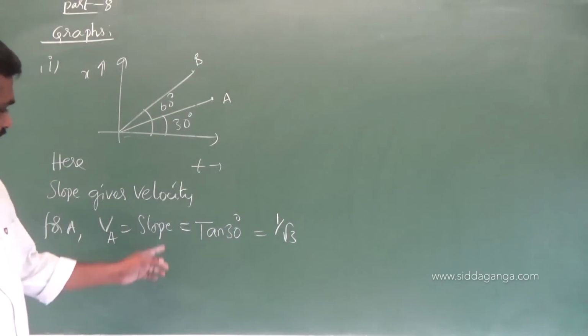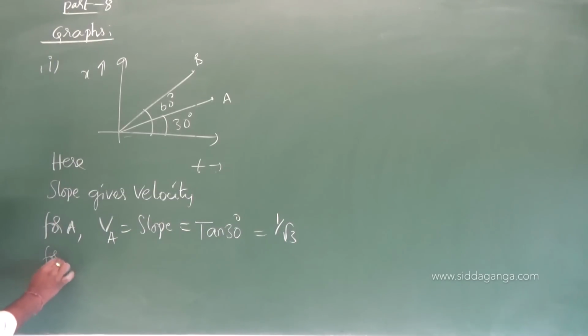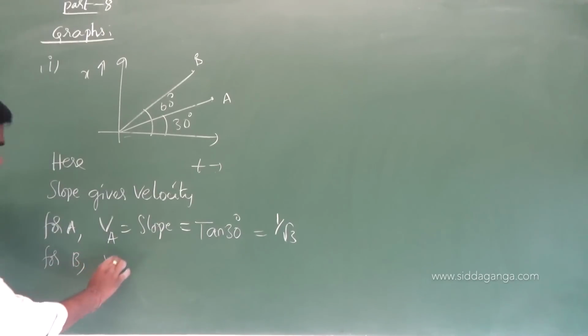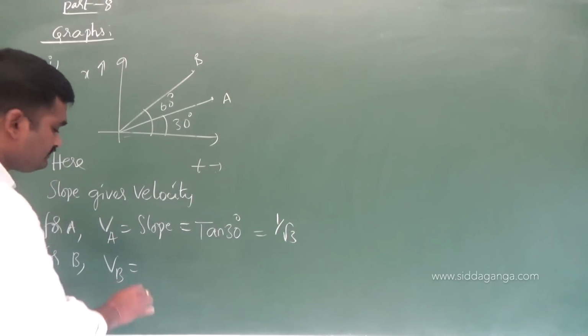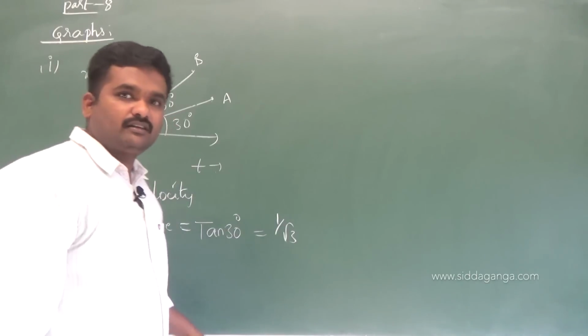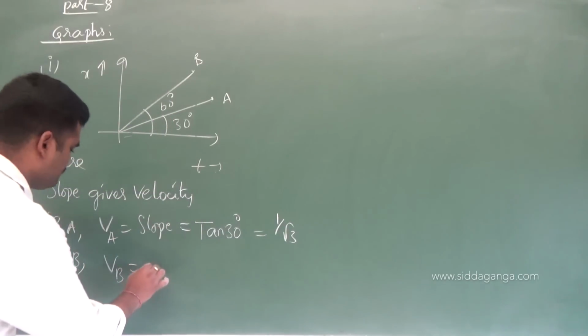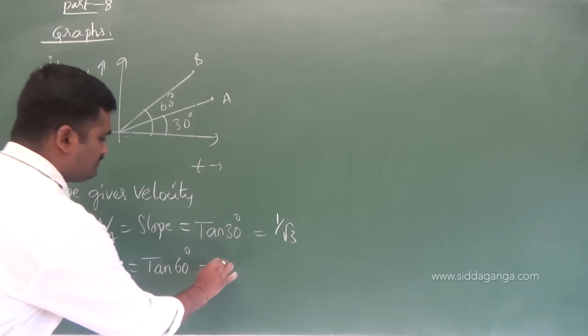This is the slope. Velocity of A equals 1 by root 3. Similarly for B, what is the value of velocity of B? Velocity of B equals the slope. Once again it will be tan 60. What is the value of tan 60?